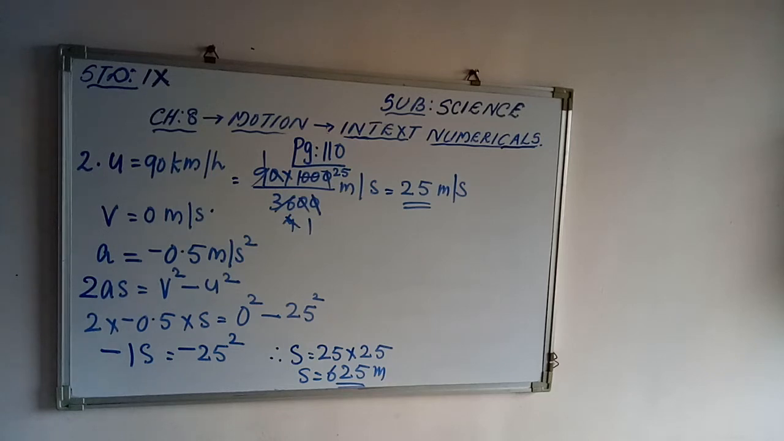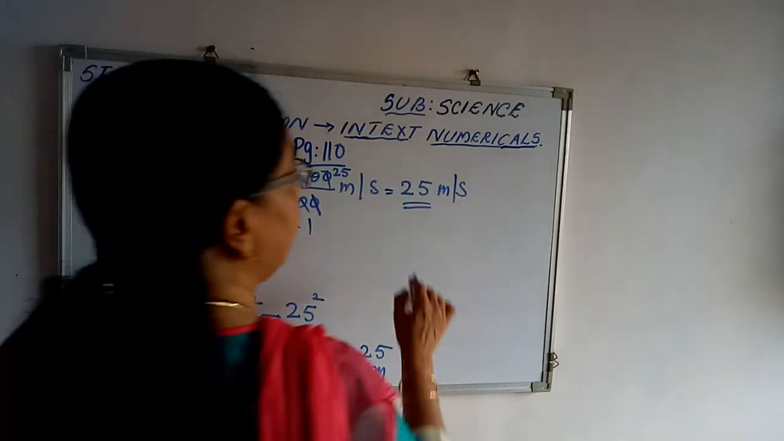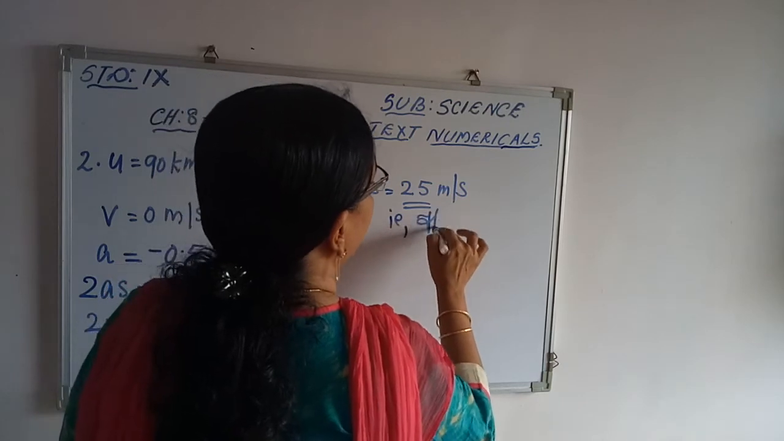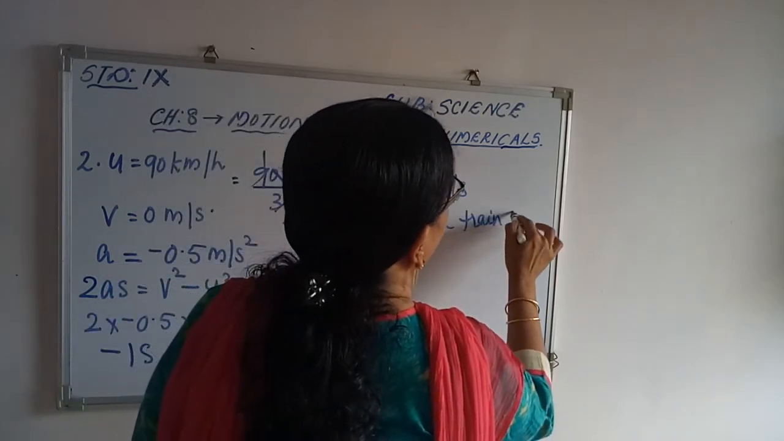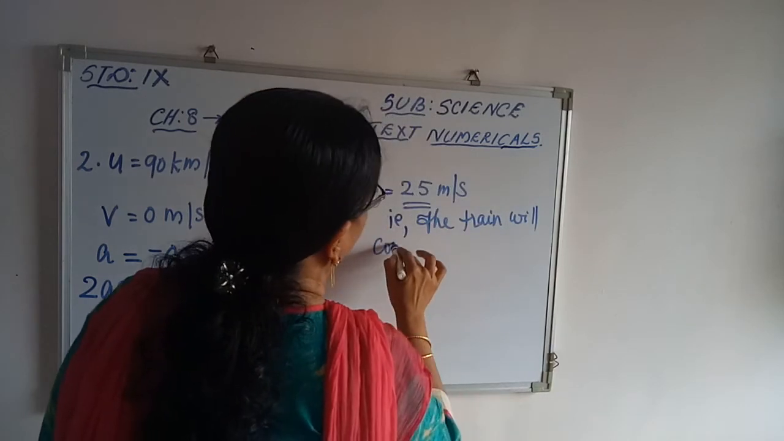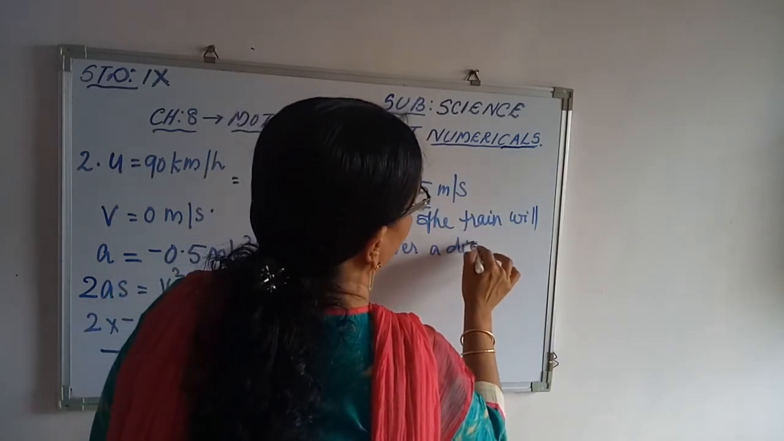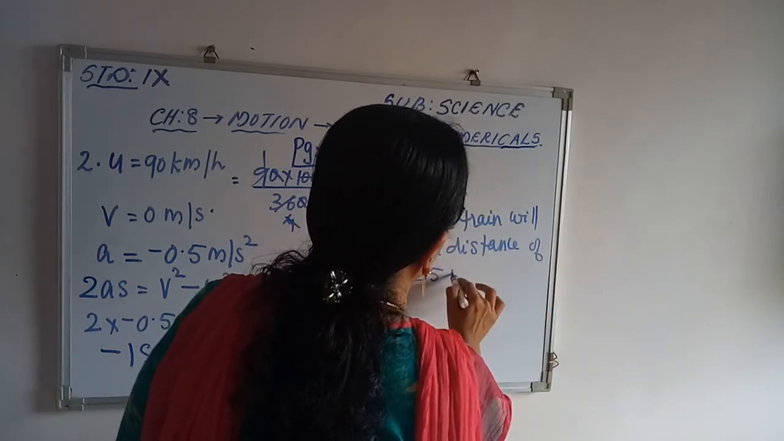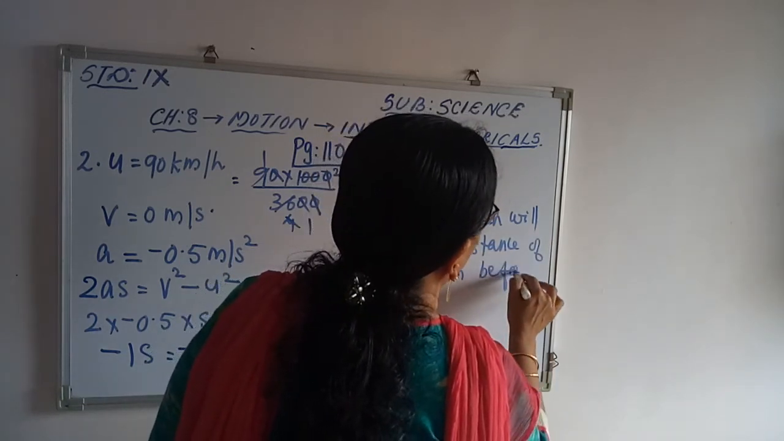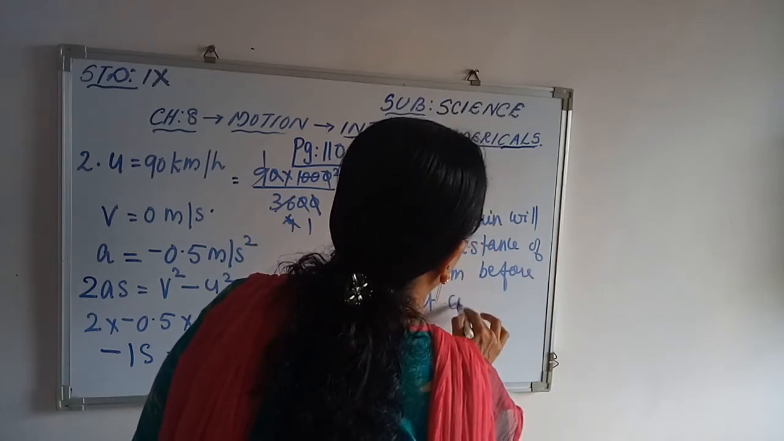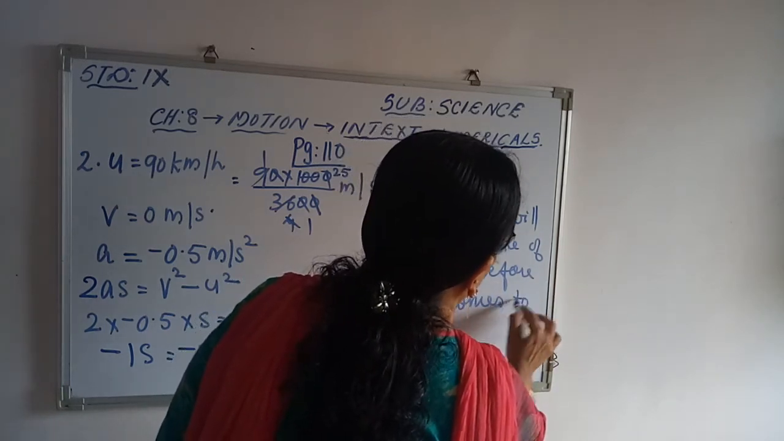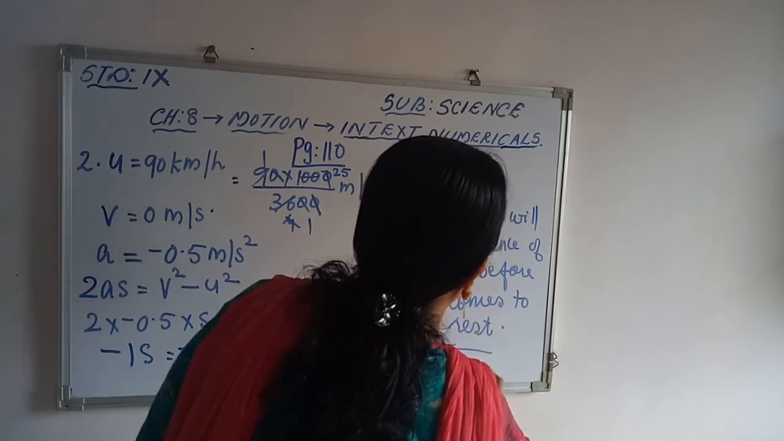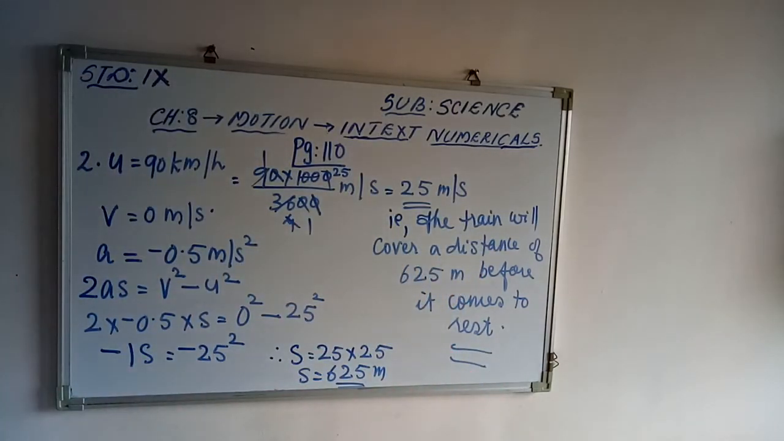So, we can write, what's the final answer then? That is, the train will cover a distance of 625 meter before it comes to rest. Is that clear? That is, the train will cover a distance of 625 meter before it comes to rest.